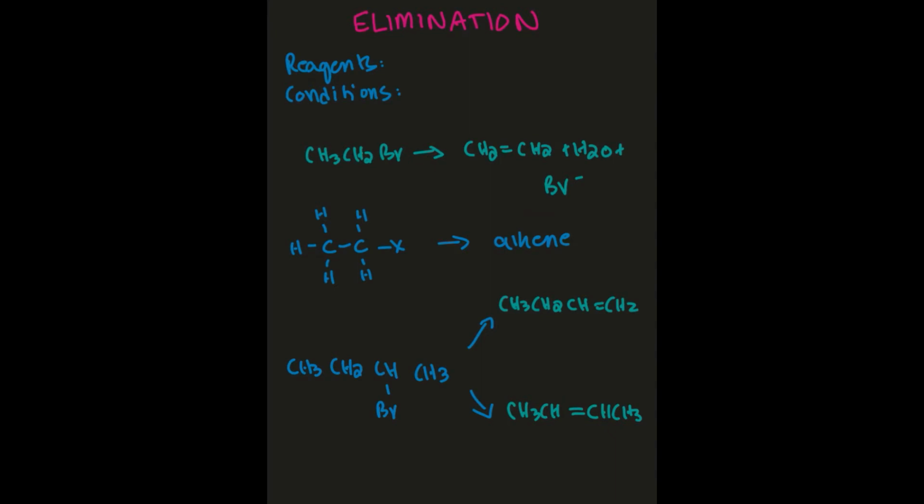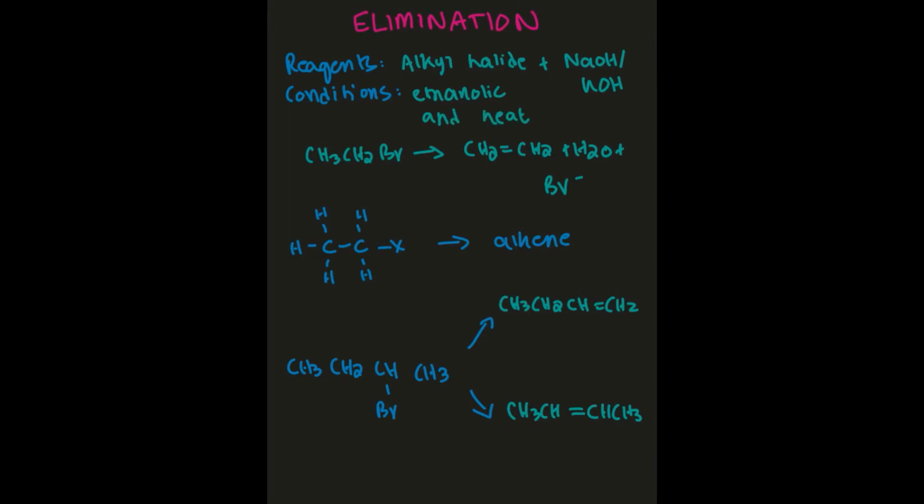Now we're going to be discussing elimination reactions of alkyl halides. This is the second type. The first one was nucleophilic substitution, which we have already discussed. For this, your reagents are going to be the alkyl halide, and you also have NaOH, and you can also use KOH. These conditions are very important because they distinguish nucleophilic substitution reactions from elimination reactions. The conditions are that this needs to be dissolved in ethanol and you need to heat the mixture.